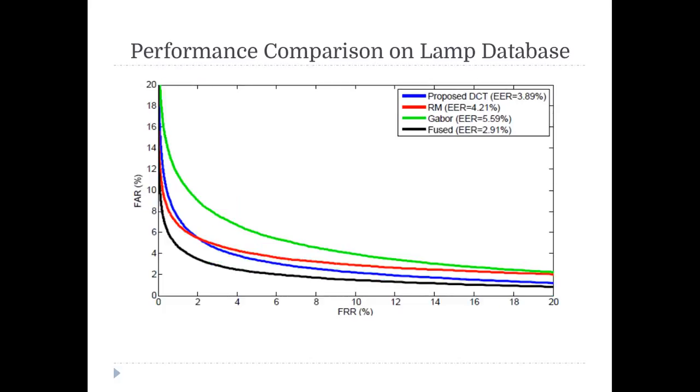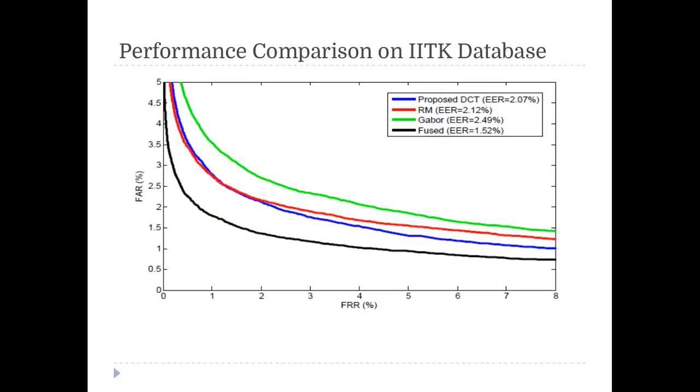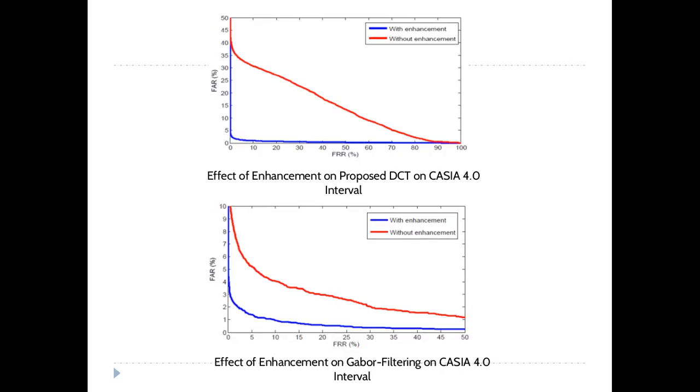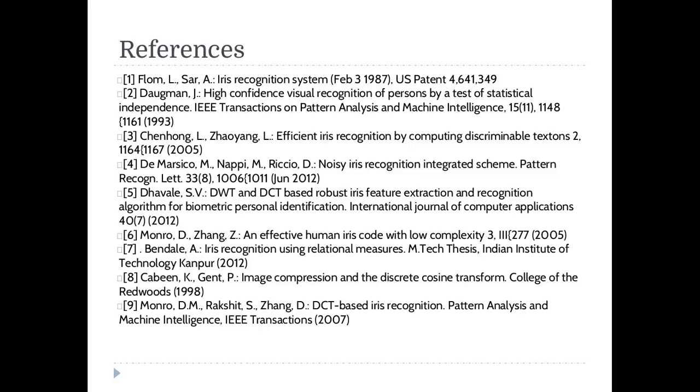This is the same result but over the LAMP database, and these are the results that we have got over the IITK database. We also wanted to ensure that the enhancement we have done helps. This red curve shows when we have not used any enhancement, and blue shows once we have used the enhancement. You can see that the enhancement makes your performance better. These are the references. Thank you.